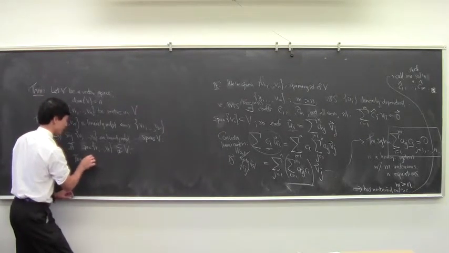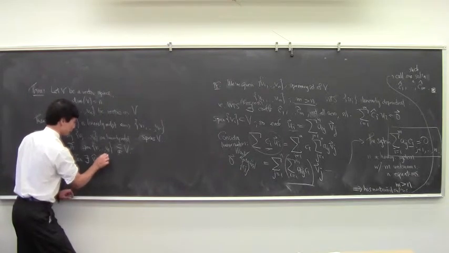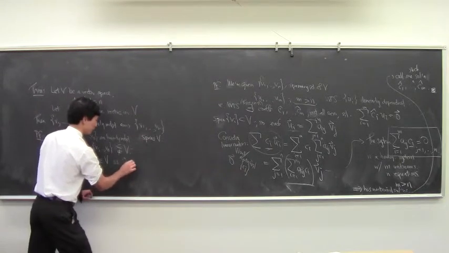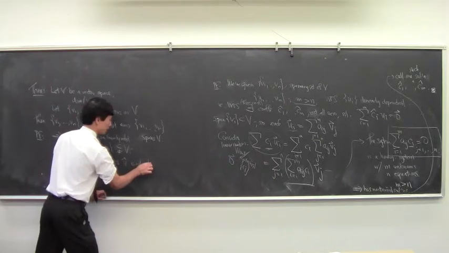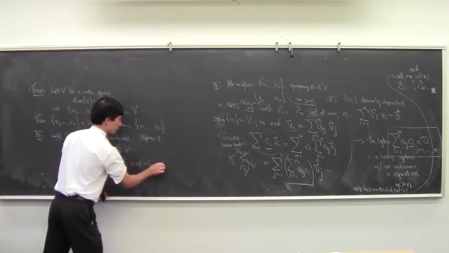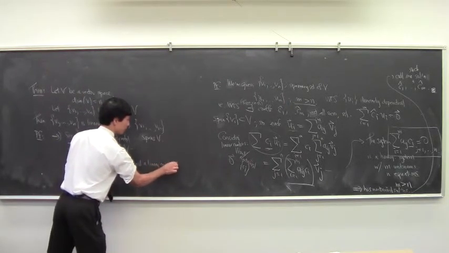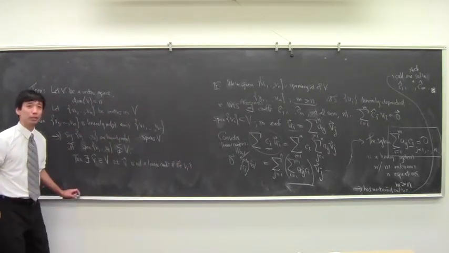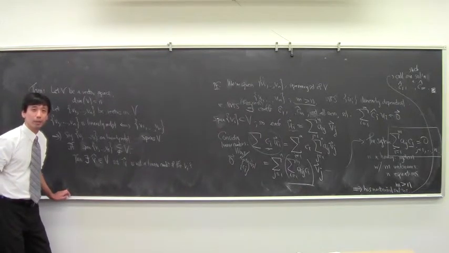Let's call it v hat. There exists some vector v hat in V such that v hat is not a linear combination of the v_i's. Right? Does that give us a contradiction? Yeah, sure.